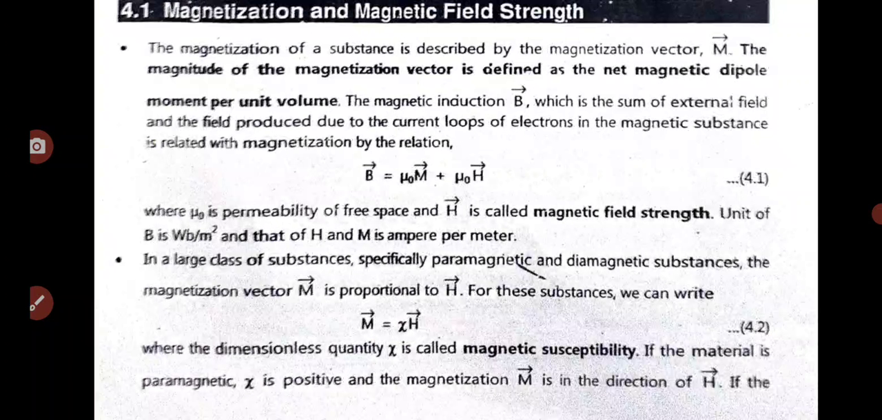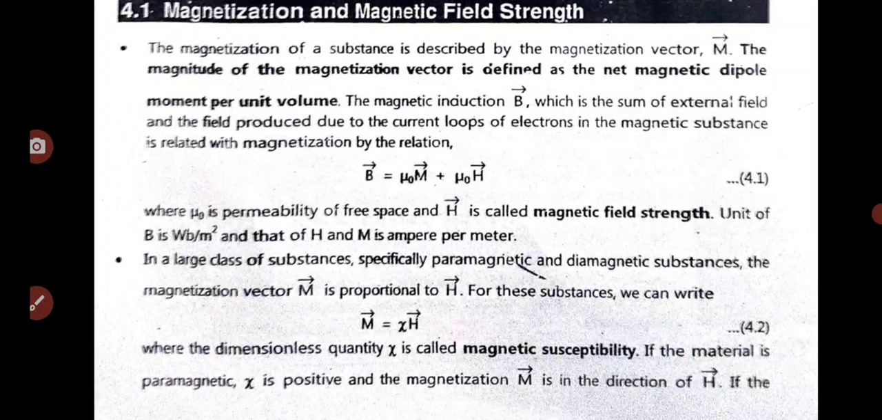The main points here are the magnetization and the magnetic field strength, and we have to know what is meant by magnetization. The magnitude of the magnetization vector is defined as the net magnetic dipole moment per unit volume, and this is called the magnetization.